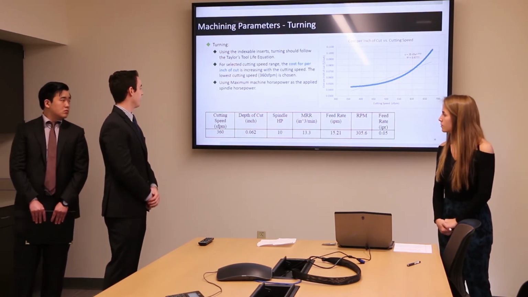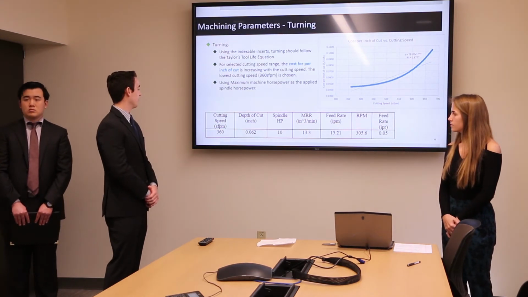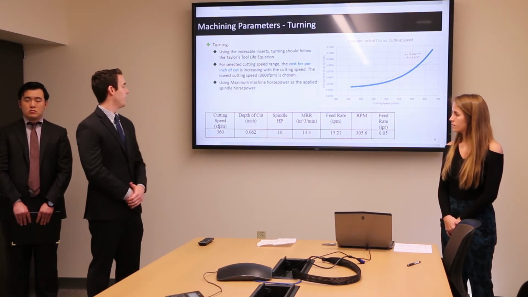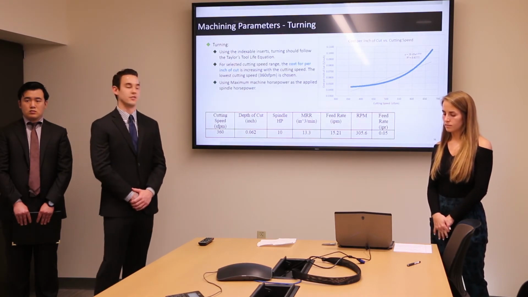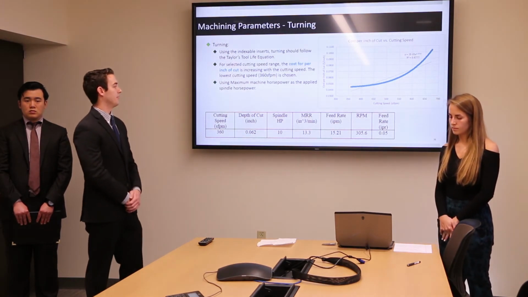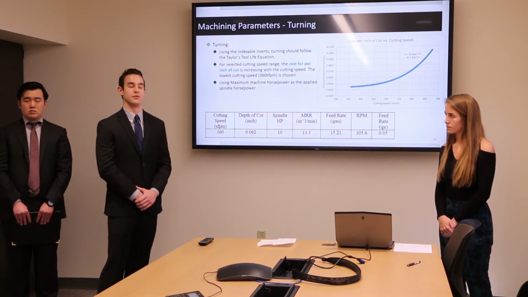So our final parameters for turning were 360 surface feet per minute in cutting speed, a 0.062-inch depth of cut, 10 horsepower, an MRR of 13.3 inches cubed per minute, an RPM of 305.6, and a feed rate of 0.05 inches per revolution.